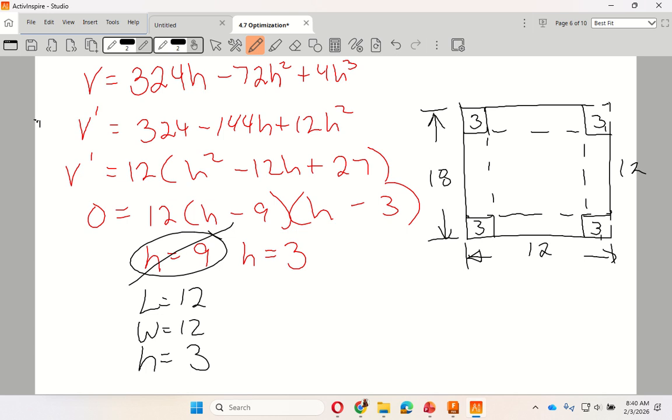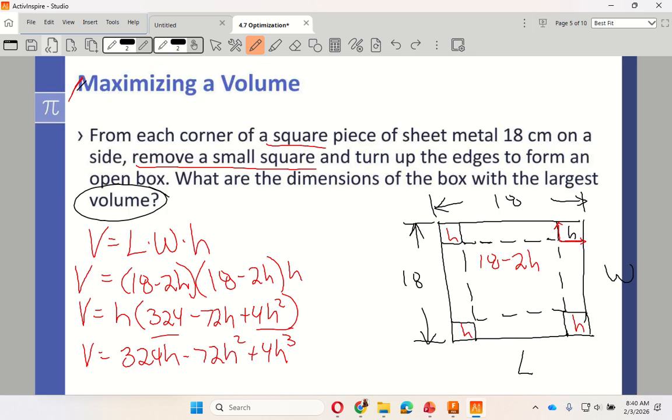Let's go back to the question. It says, what are the dimensions of the box with the largest volume? Did it ask for what is the volume? No. It doesn't say what is the volume. So we don't actually have to find the actual volume. We just have to find those dimensions. All right. Are we good?